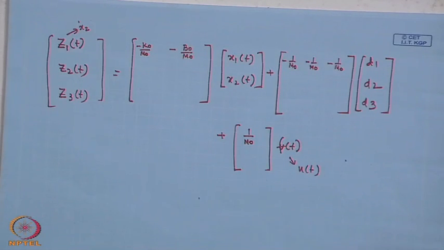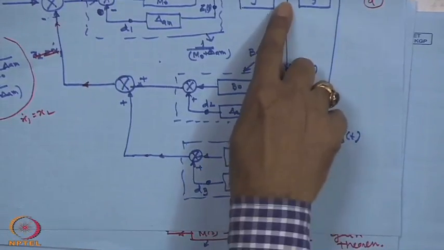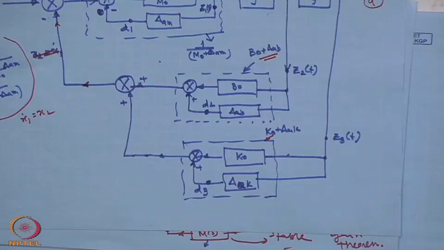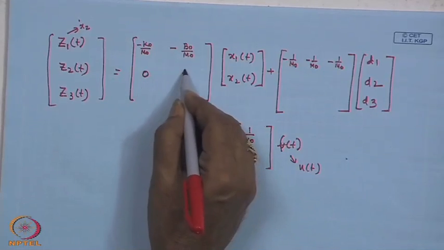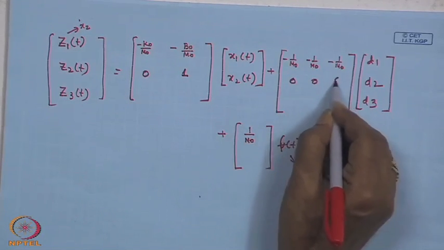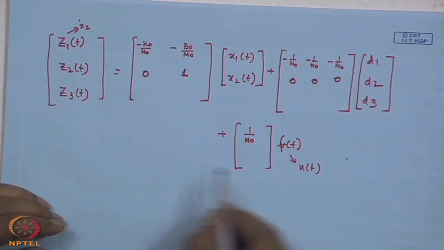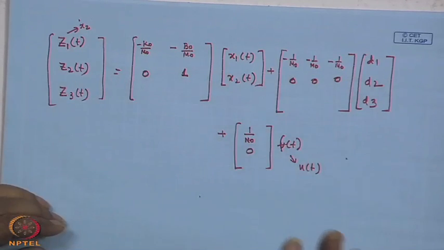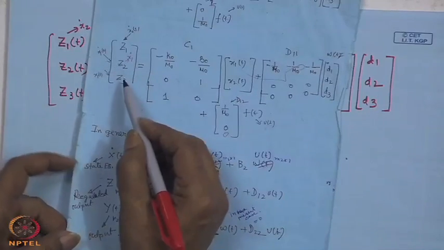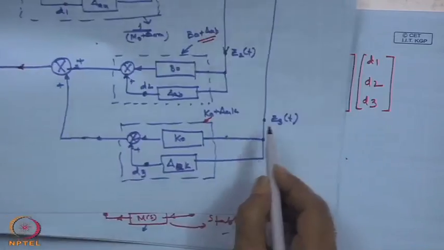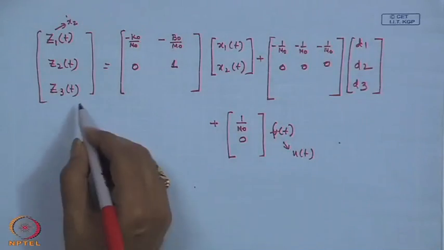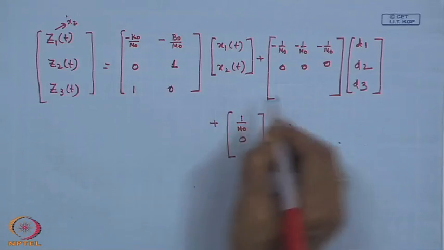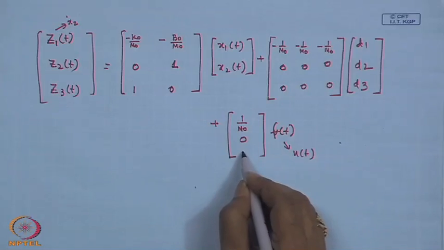What is z2? See this expression. z2 is nothing but x2. So, what will you write? z2 is nothing but x2, so you will write it simply 0, 1, other thing is 0, 0, 0, agree? And this is 0. So, this is our z2. What is z3? You see, z3 is x1. z3 is nothing but your x1. So, z3 is x1 means 1, 0, 0, 0, 0, 0.